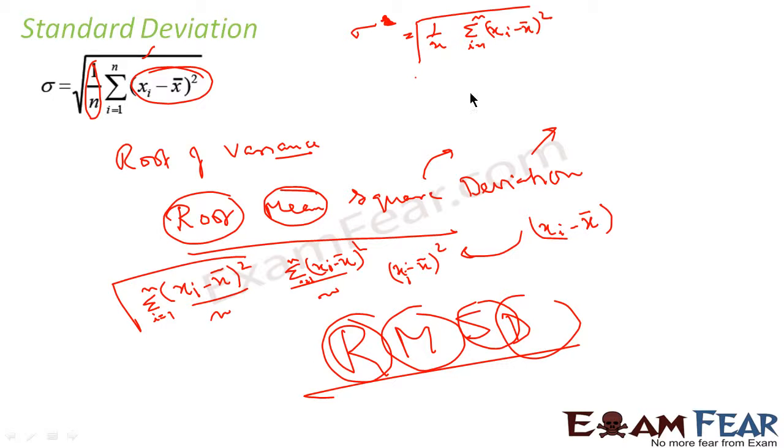Please note, a lot of students do it like this: 1 by n of root of summation of xi minus mean square, where they take the 1 by n out. That is wrong. Please don't be confused. N is always inside. To avoid confusion, just remember root mean square deviation. You find the deviation first, you square it, then you find the mean, and then you get the root. So the root is at the topmost level. Now we'll take an example.